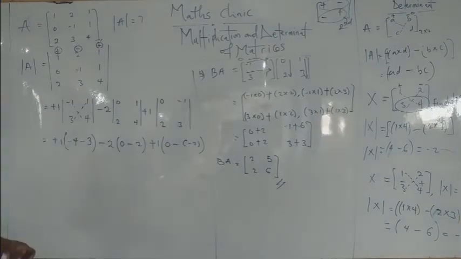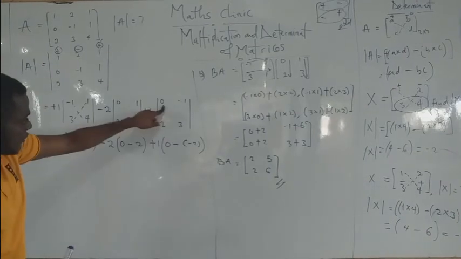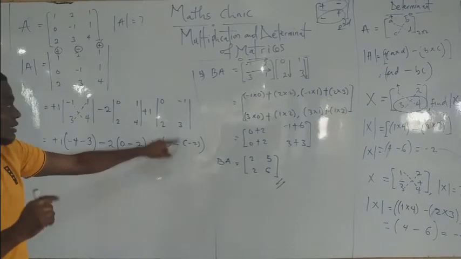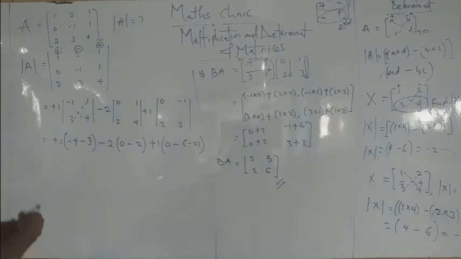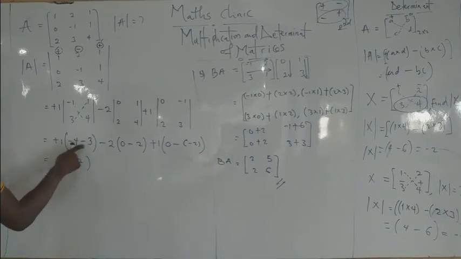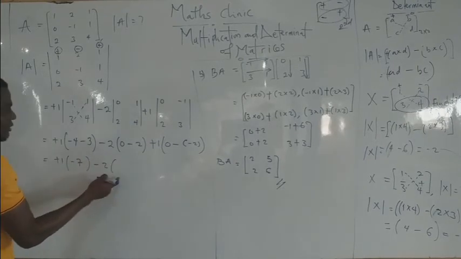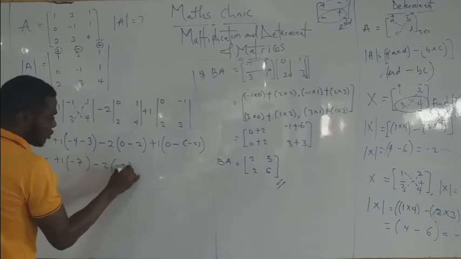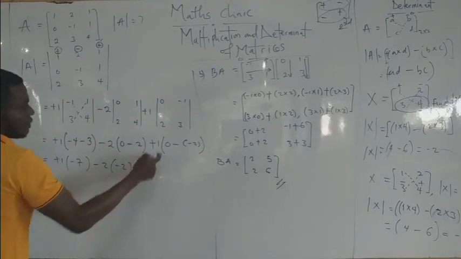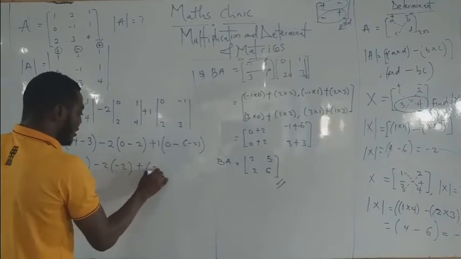Minus 2 times minus 1, that's minus 2. Are we together? I'll take this again. Plus 1, 0 times 3, 0. You take this first. Minus 1 times 2, that's minus 2. So this becomes plus 1 into bracket. This is minus 7. Minus 3, minus 4, minus 3, minus 7. Minus 2 into bracket: 0 minus 2, that's minus 2. Plus, minus times minus, same sign, plus. 0 plus 2, that's 2.